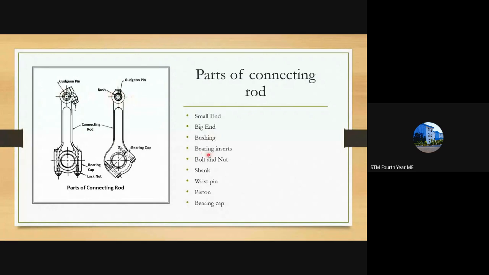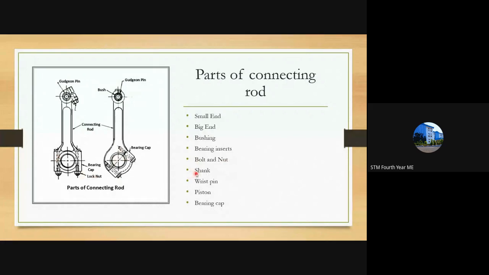Then bearing inserts are these points. These connecting bearing inserts provide sufficient seating of the bearing inside the connecting rod. Then bolt and nut, you can see here, there is a bolt and nut provided here. Then shank.